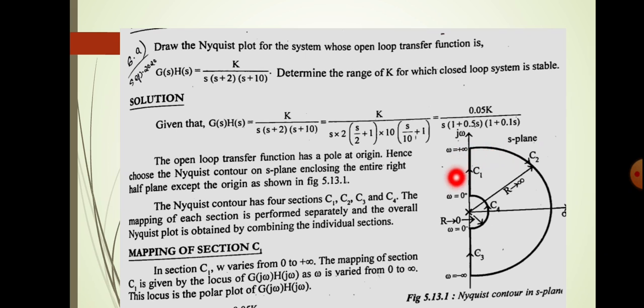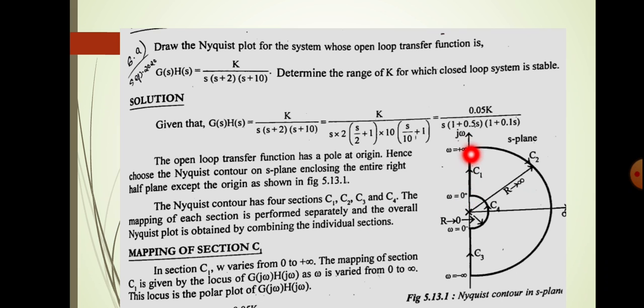So first of all we have to map C1 in the G(s)H(s) plane. You can draw it on the graph sheet. Actually the G(s)H(s) plane also has a real axis and an imaginary axis. So first of all, when we take C1, that is the mapping of section C1, you get the information that in the case of C1 it is located on the imaginary axis, and here omega varies from 0 plus to plus infinity, right?